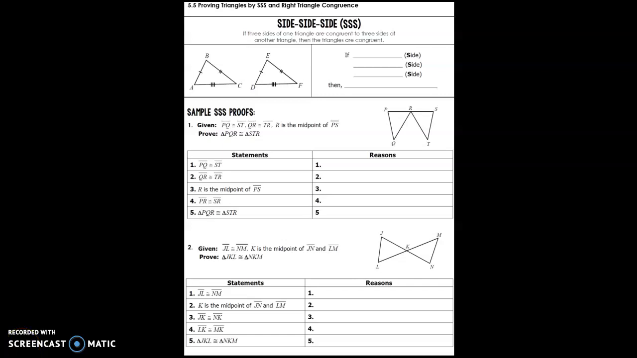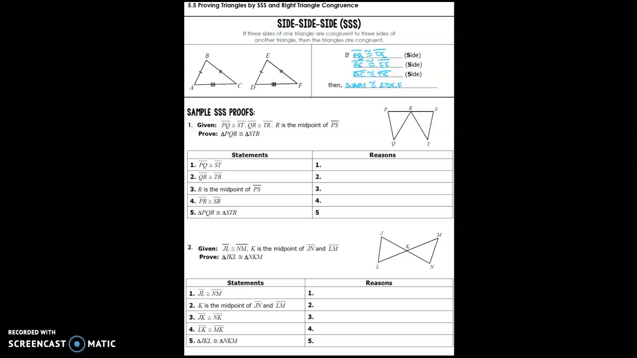Alright, so today we're going to do 5.5, proving triangles by SSS and right triangle congruence. So SSS stands for side, side, side. If three sides of one triangle are congruent to three sides of another triangle, then the triangles are congruent. In our example, we have triangle ABC and triangle DEF. If side AB is congruent to DE, BC is congruent to EF, and AC is congruent to DF, then triangle ABC is congruent to triangle DEF.